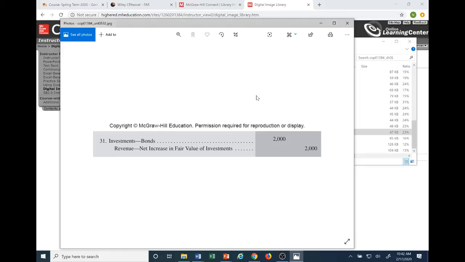Because we know assets are debits. The investment account went up 2,000, so we're debiting investments in bonds. Revenue is a credit, but we want to know the source of it. The source of it was a change in fair value. Pretty simple, right? Not bad.